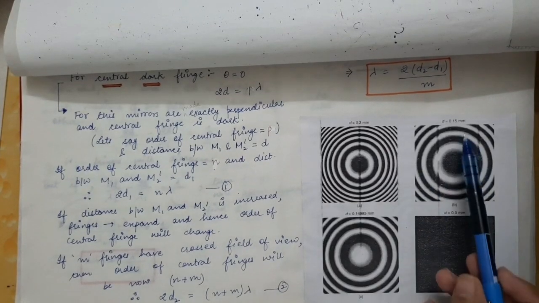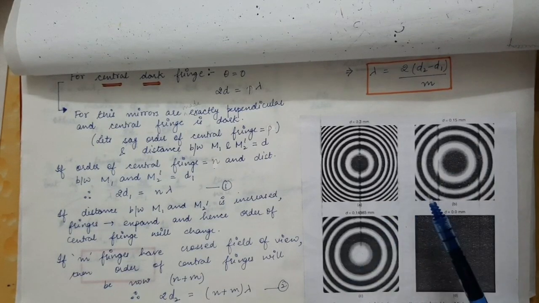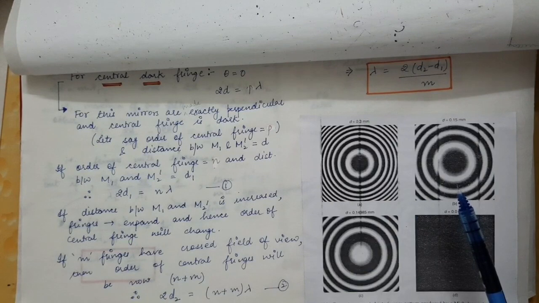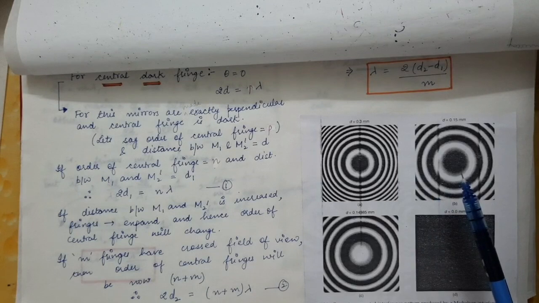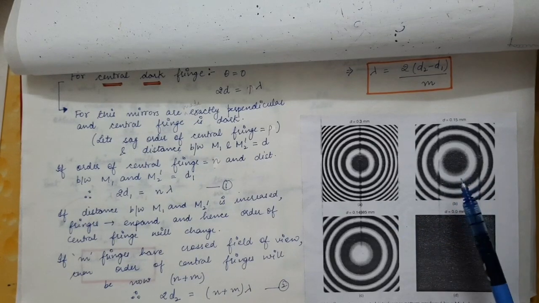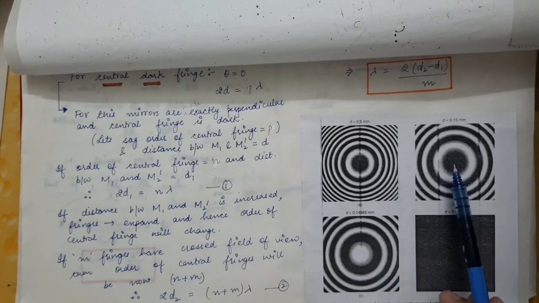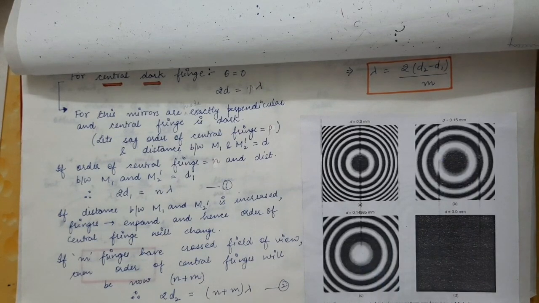As you are decreasing the distance, the path difference between the two interfering beams is changing, because the path difference between the two interfering beams is given by 2d cos theta plus lambda by 2. So as you are decreasing the value of d, the path difference is changing, and hence the nature of the fringes is also continuously changing. First we had a dark central spot, then a bright central spot, and again if you decrease the distance by a very small amount, the central fringe will become a dark spot again, and so on.